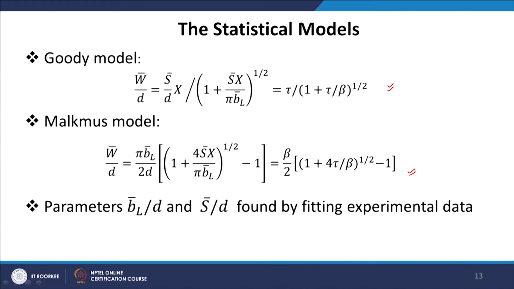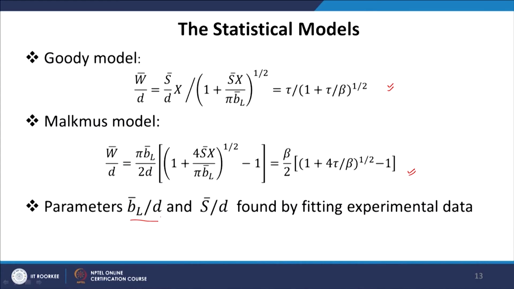Now, why these two models that we have discussed, the statistical and the Elsasser model, are able to produce results with such good accuracy comes down to the parameters. Two parameters that are important here are BL by D, that means average line width divided by line separation D, and average line strength divided by line separation D. These two parameters required to solve the problem are found by fitting experimental data. So, this is where the accuracy of these models relies.